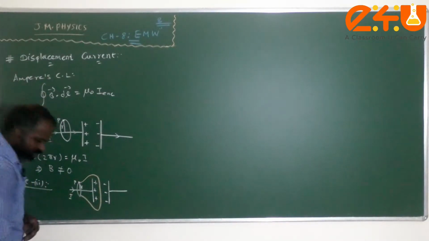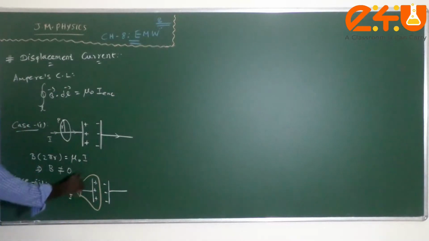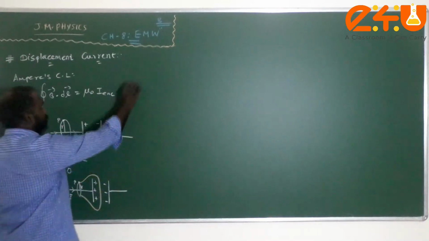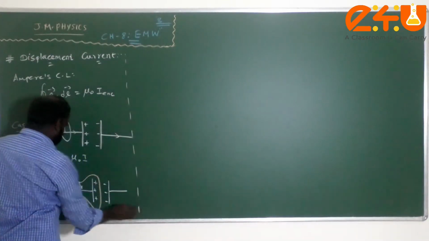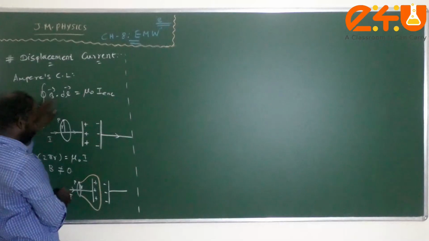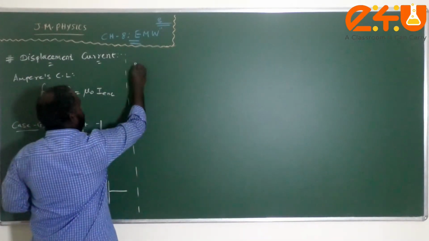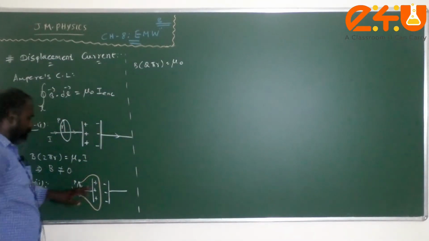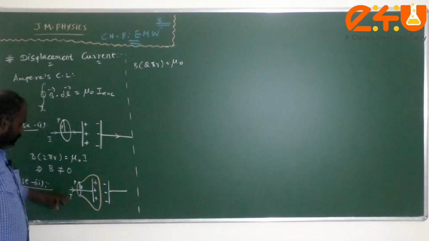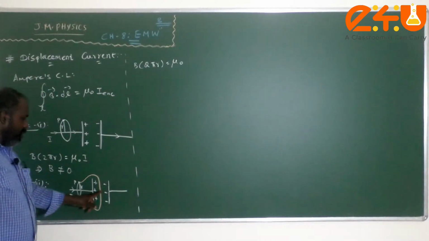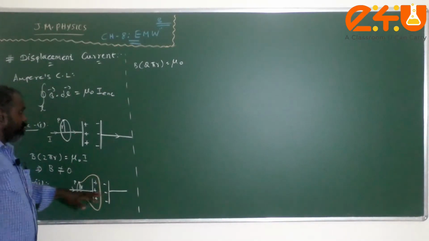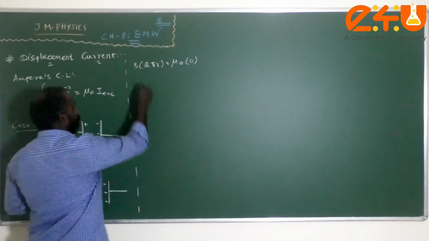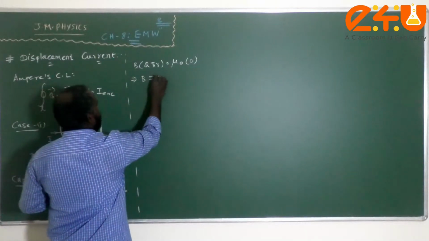Now please evaluate the integral for this closed surface. You can evaluate this integration, and we can get the following. The left side of Ampere's circuital law is nothing but B into 2 pi r, which is equal to mu naught times the enclosed current. But consider this Amperian loop: the current I is entering, but no current is coming out from this Amperian loop. Therefore, the current enclosed by the Amperian loop has to be 0. Therefore, from this we can say that B equals 0.